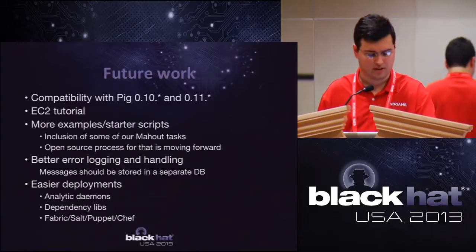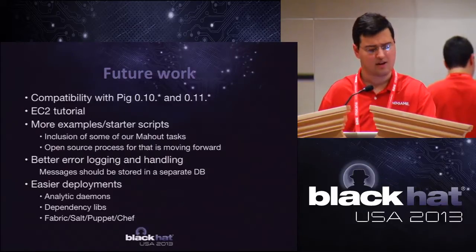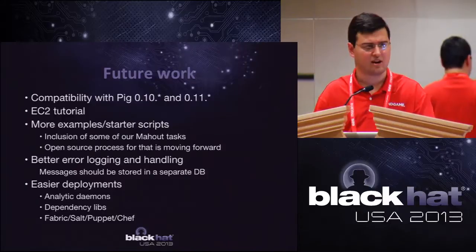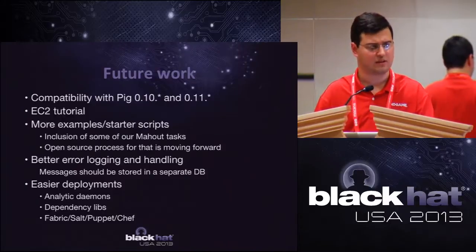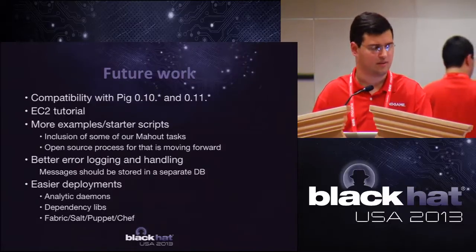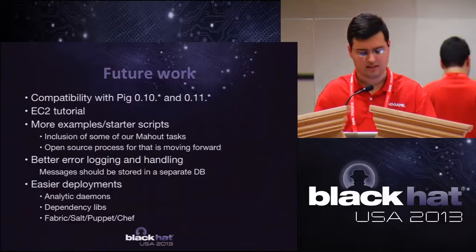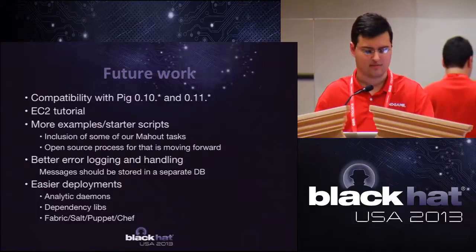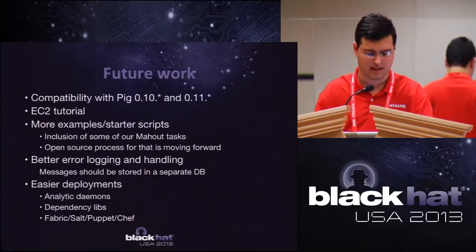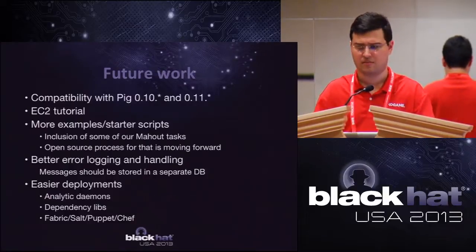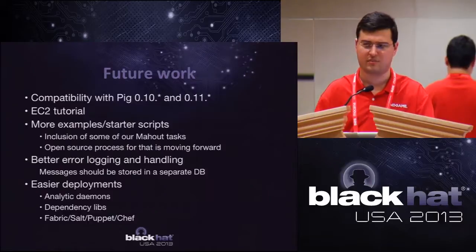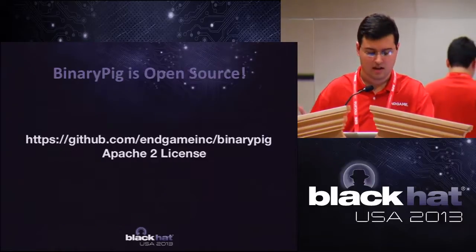We need to develop some better error logging and handling. Right now we believe that a lot of our error messages should be stored in separate databases for more robust storage and analysis. Right now we're piggybacking off of Hadoop's own error logging mechanisms. This works, but we think we can do somewhat better. We need to automate some of our deployments. The analytic daemons right now are not automated for deployment, and we need to develop a way of doing that. And we definitely need to develop some ways of pushing out some of the dependency libraries a little more easily.